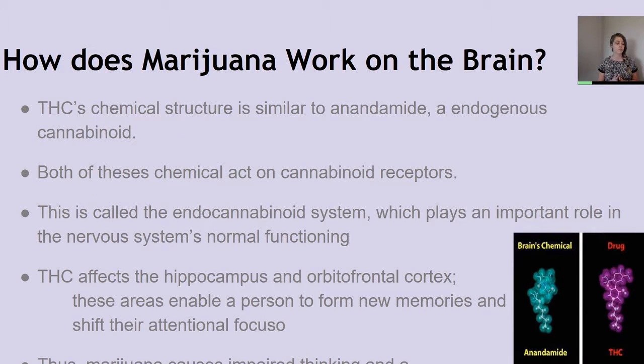So, the brain. THC's chemical structure is similar to anandamide, an endogenous cannabinoid. Both of these chemicals act on cannabinoid receptors, and this is called the endocannabinoid system. This plays an important role in the nervous system's normal function. THC affects the hippocampus and the cortex, and these are areas that enable a person to form new memories and shift their attentional focus. And so marijuana causes impaired thinking and impairs a person's ability to learn and perform different tasks.